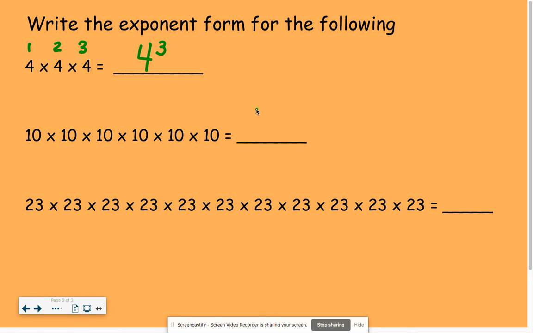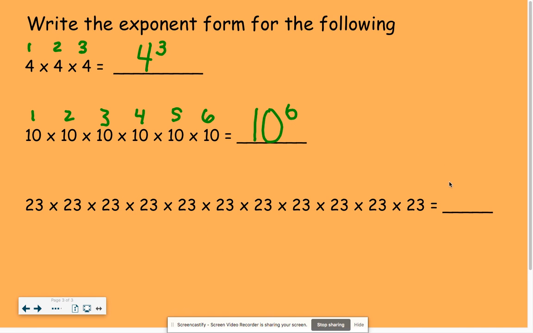Okay, so the next one, 10 is our base number. How many times do we multiply it? 1, 2, 3, 4, 5, 6 times. So our exponent number is going to be a 6, giving us 10 to the 6th power.